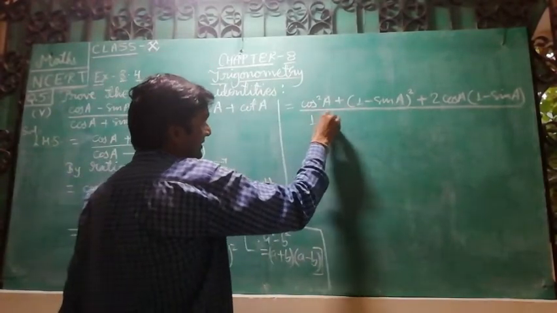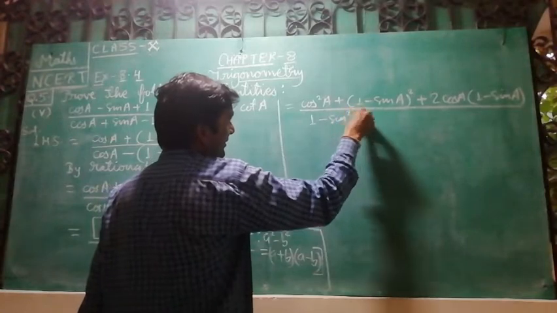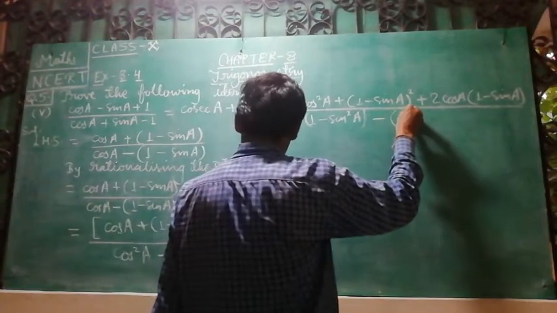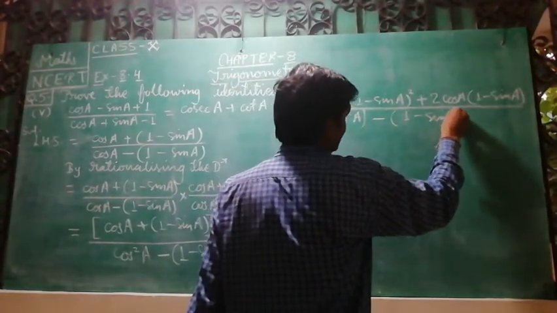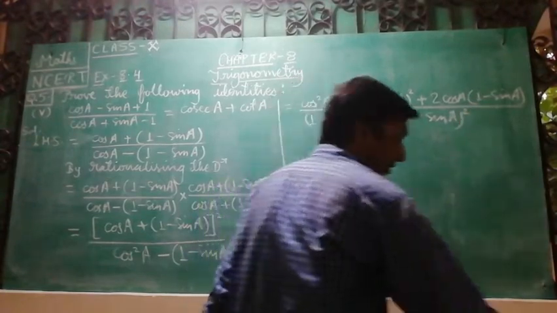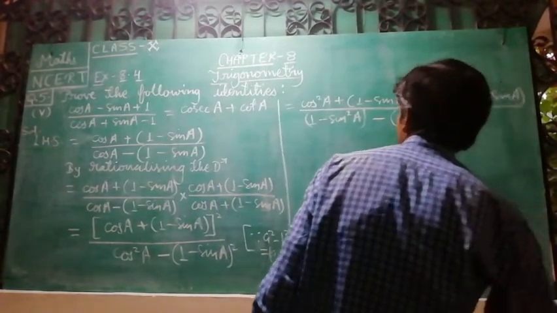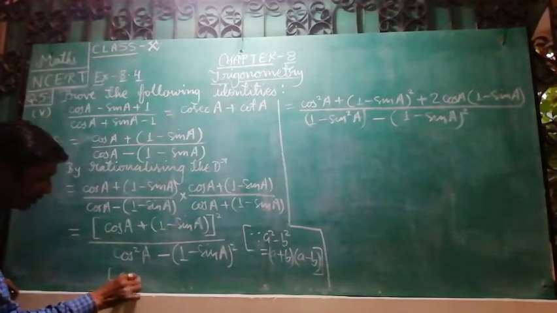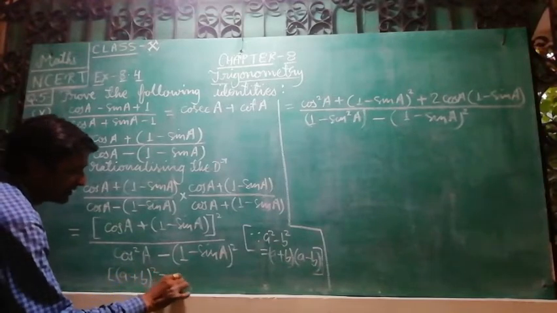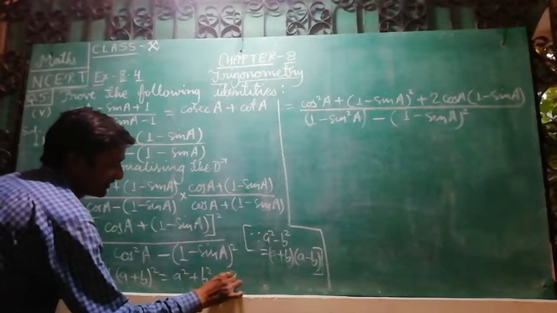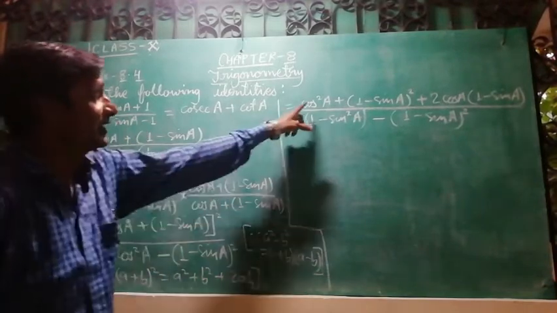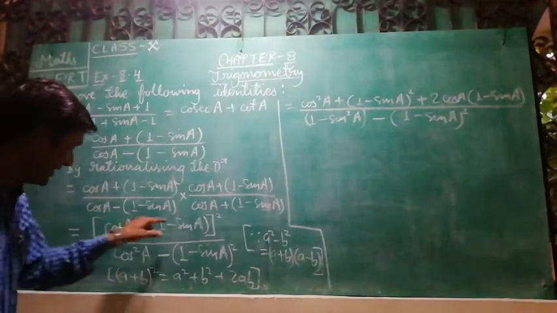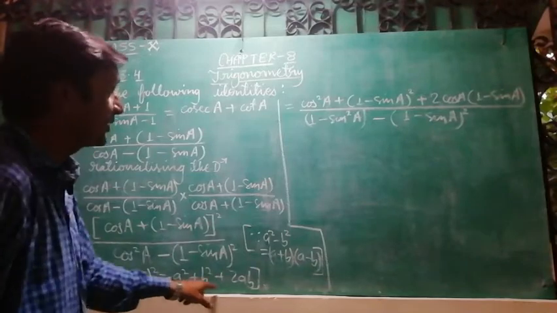We may write 1 minus sin square A here in place of cos square A minus 1 minus sin A whole square. So now what it will become? See, we have to write the applied formula also here. Which formula is applied after this step? A plus B whole square is equal to A square plus B square plus 2AB. That is applied there in numerator only. See, A plus B, this is B, this one is A. So A plus B whole square is equal to A square plus B square plus 2AB.